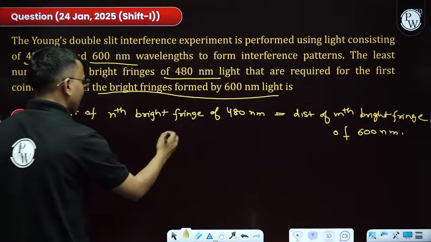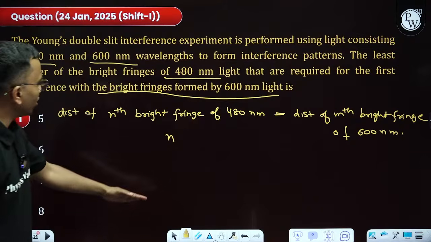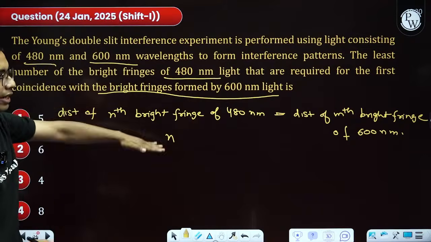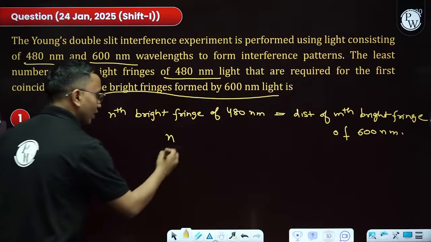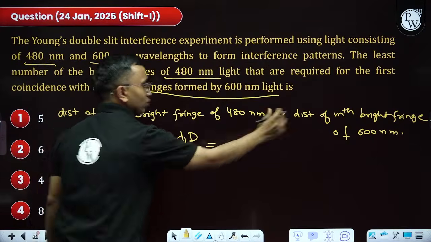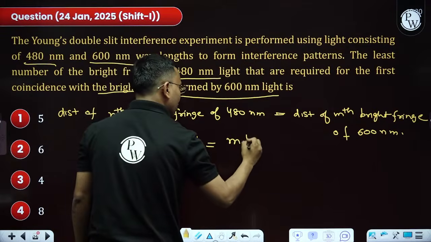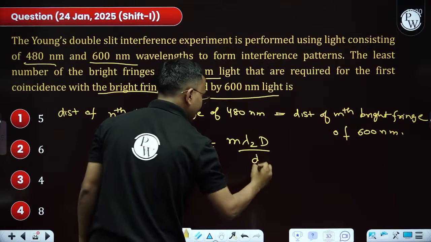So just equate that. What is the location of the nth bright fringe? n lambda 1 D divided by d is equal to the location of the mth bright fringe for the lambda 2 wavelength: m lambda 2 into D by d.